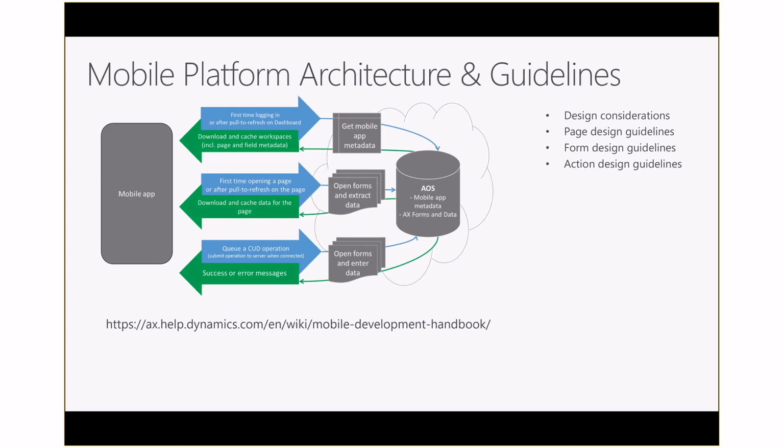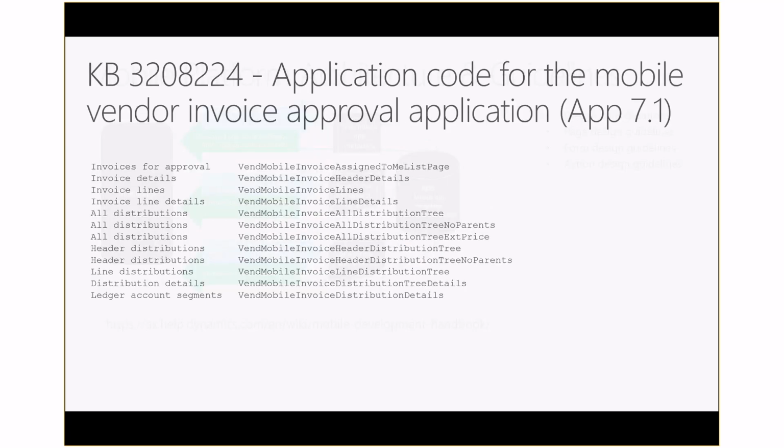Now, I have pulled this example from one of the hotfixes that we shipped for enabling the invoice mobile approval scenario for the 7.1 application. If you look at this, there is a total of 11 forms which are all mobile specific. If you are familiar with the vendor invoice functionality on the AX side, you can recall that there are corresponding desktop versions of these forms as well. So there is a vendor invoice assigned to me list page in standard desktop. Now we have a vendor mobile invoice assigned to me list page.